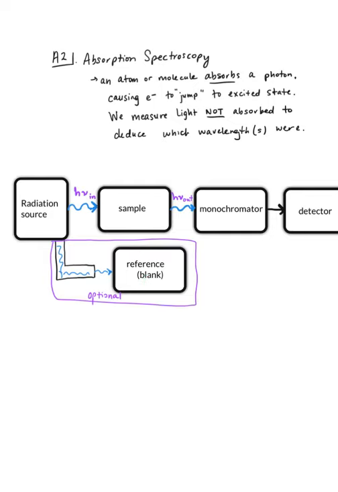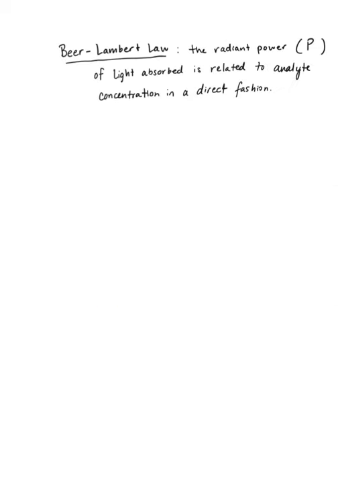Absorption experiments are useful for chemists because we can often quantify, through a relationship known as the Beer-Lambert law, how concentrated an analyte is in a particular sample based upon the degree to which it absorbs light. Beer's law, or the Beer-Lambert law, tells us that the radiant power P for light absorbed by an analyte is directly related to the concentration of an analyte. We're going to use that here to develop Beer's law.